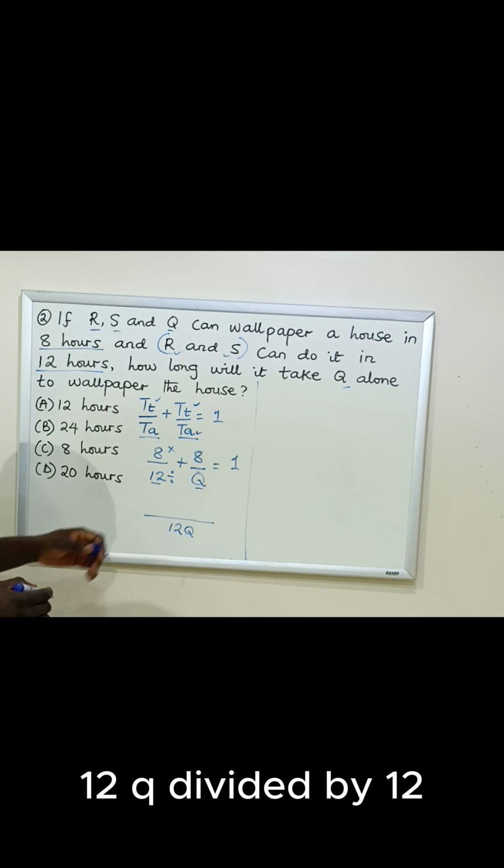I've gotten the equation. Now, if you look at the options, we have options A to D. The correct option is A. I hope this is clear. Let's take the next question.